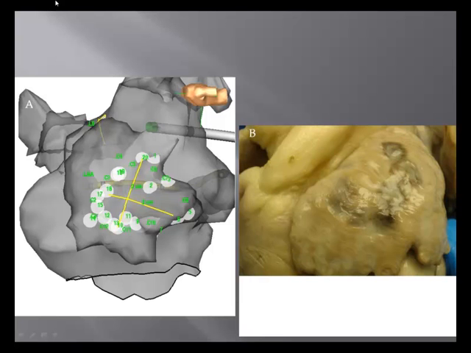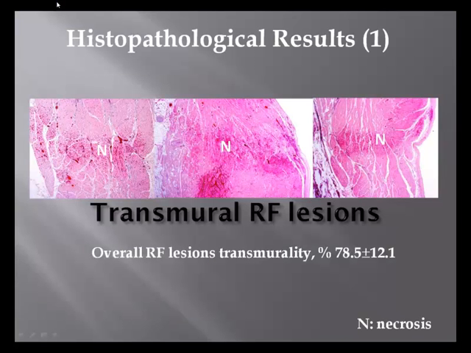This is highly correlative. This is actually histology, H&E slides. The transmurality overall was about 79%. The red H&E is the necrotic tissue.